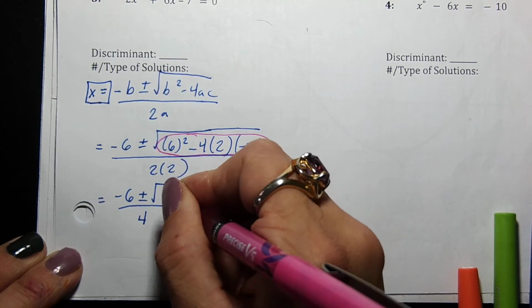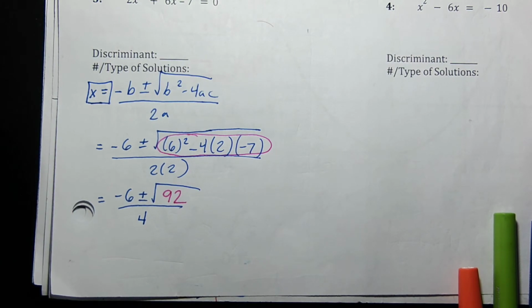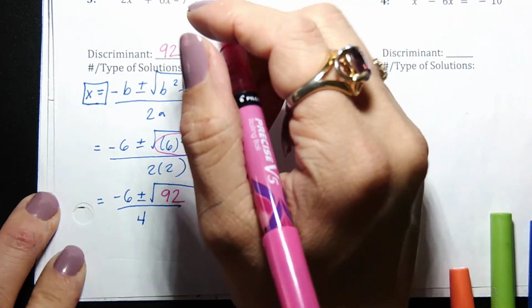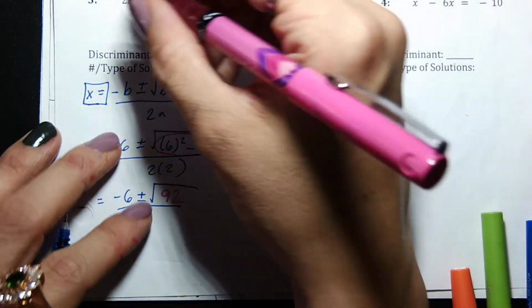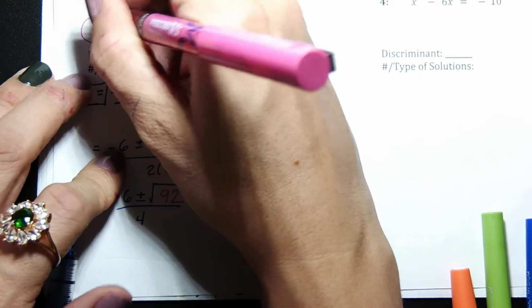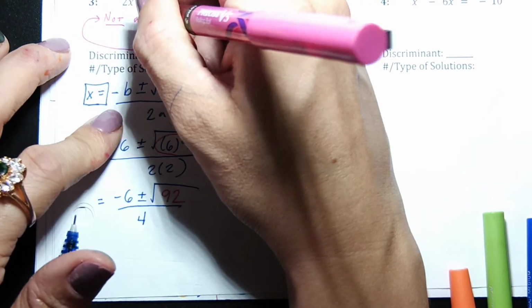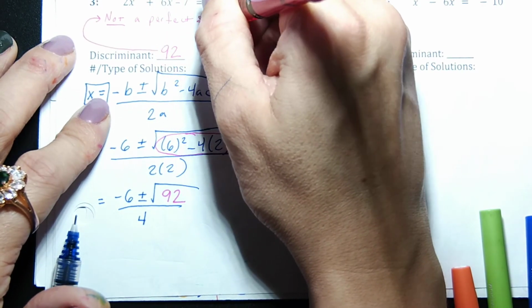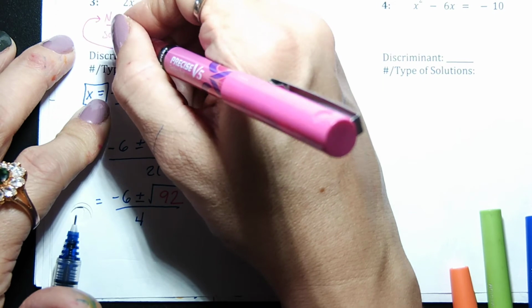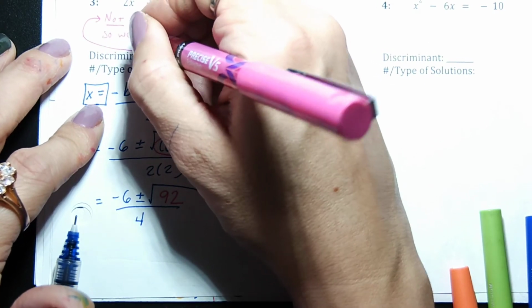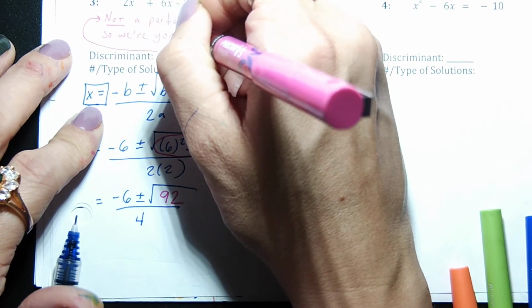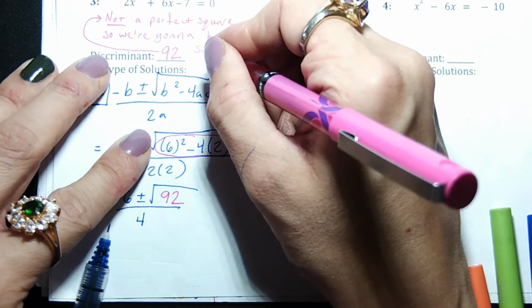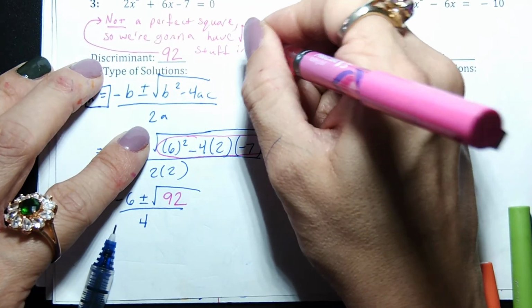Now here's the thing with 92. Is 92 a perfect square number? Nope. So here's what I want you to write. 92 is not a perfect square. So we're gonna have square root stuff in our answer.